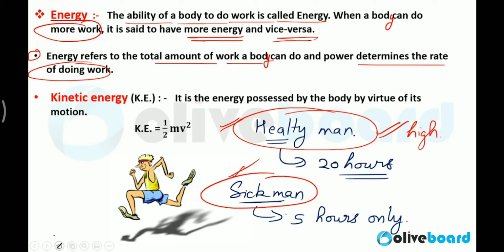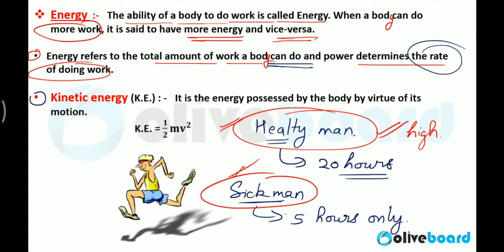I have written the difference between power and energy. Energy refers to the total amount of work a body can do. And power determines the rate of doing work, which means how fast you can do some work. So there is a very big difference between energy and power, please note it down.